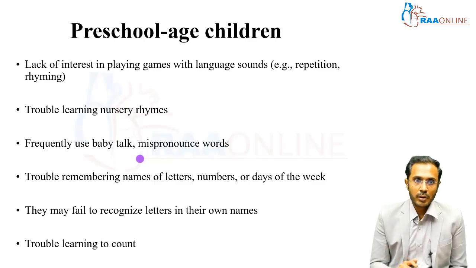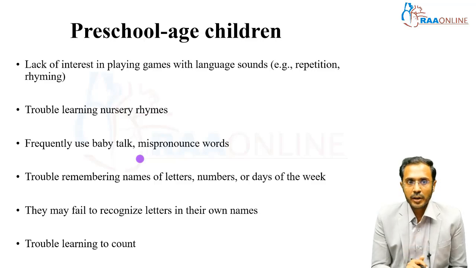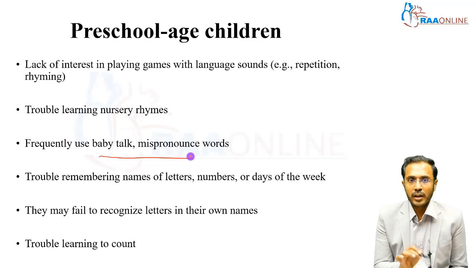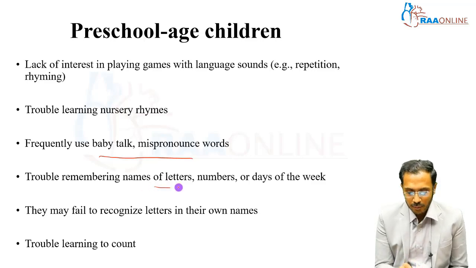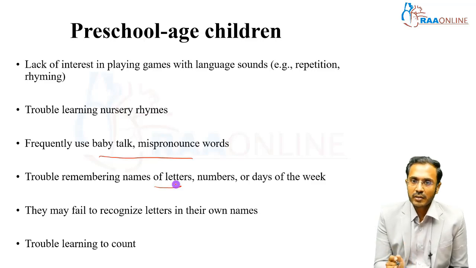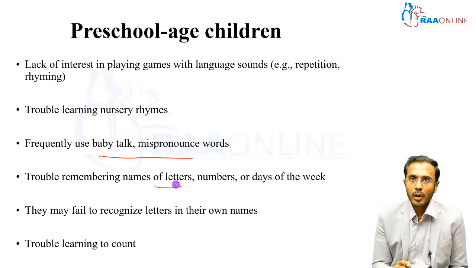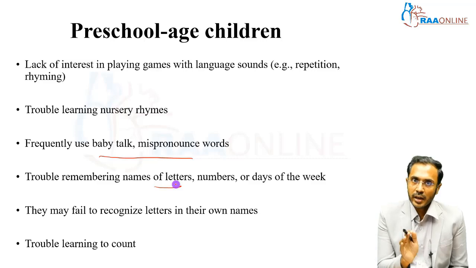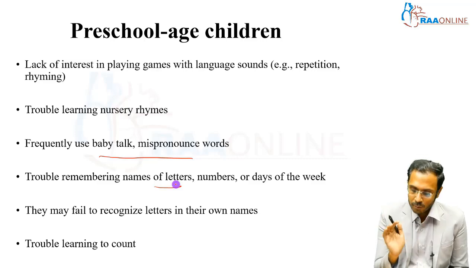Usually preschool children will learn nursery rhymes quickly. They will have trouble learning nursery rhymes. The speech has poor pronunciation, like they will mispronounce words. They will have poor clarity in speech. Trouble remembering names of the letters. Usually they will identify alphabets at this age. They can say days of the week. Here the children with at-risk SLD will not be able to do so. And they will fail even to recognize alphabets in their own names, and they have problems in counting. So these are the indicators of specific learning disorder in the preschool age group.